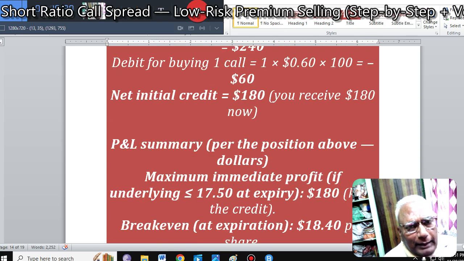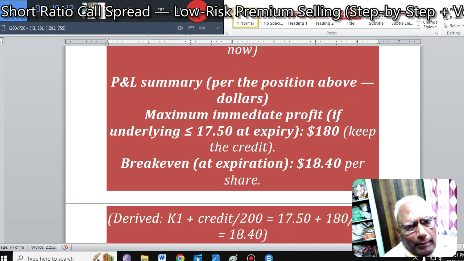P&L summary for the position above, in dollars. Maximum immediate profit if the underlying is at $17.50 at expiry.